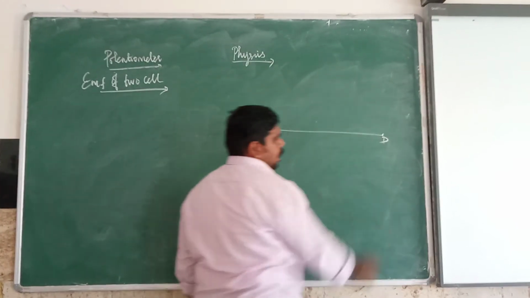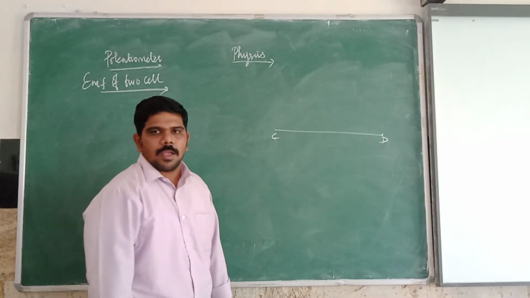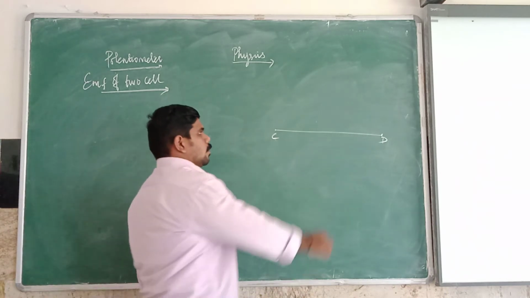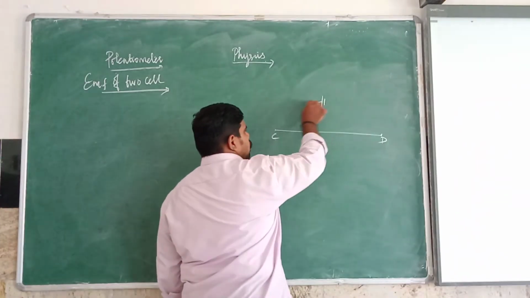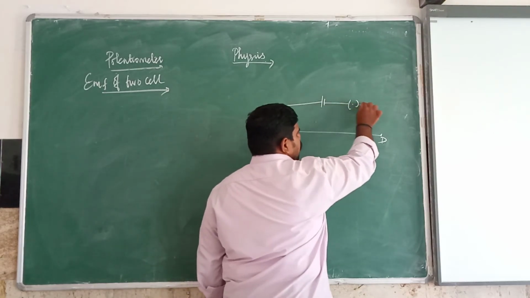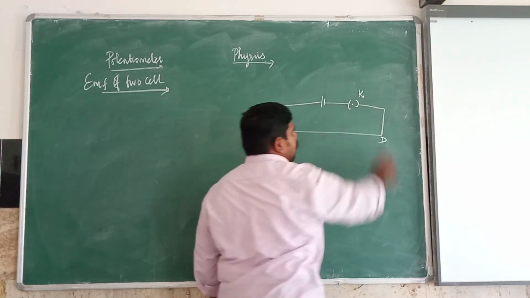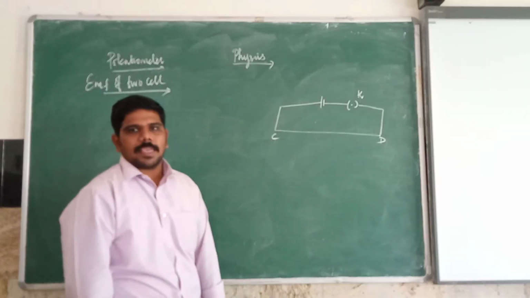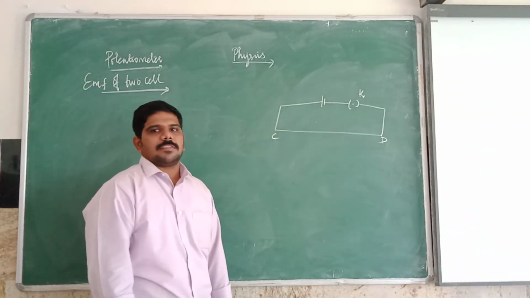Let CD be the potentiometer. The positive of the battery is connected to C and the negative of the battery is connected to D along with the key K. This forms the primary circuit.